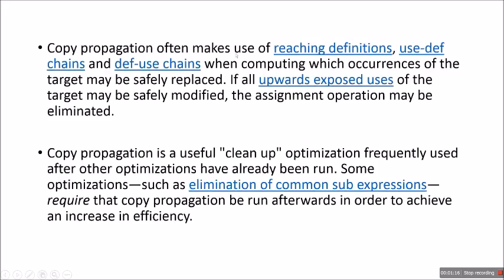Copy propagation often makes use of reaching definitions, use-definition chains, and use chains when computing which occurrences of the target may be safely replaced. If all the upwards exposed uses of the target may be safely modified, the assignment operation may be eliminated. Copy propagation is a useful cleanup optimization frequently used after other optimizations have already been done. Some optimizations, such as elimination of common subexpressions, require that copy propagation be done afterwards in order to achieve an increase in efficiency.